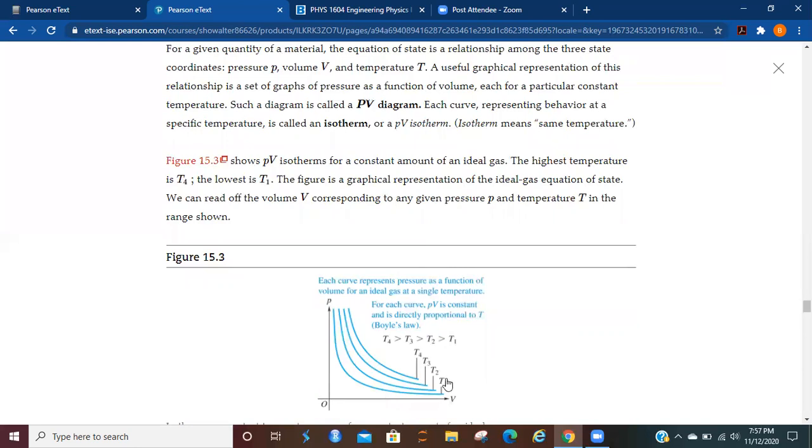These are called isotherms, and the reason is isotherm, it's the same temperature. That's what it means. So the highest temperature is going to be the one that's furthest out here, just simply because your values for P and for V are going to be the highest along this line, followed by one that gets closer to these axes, and then closer still.